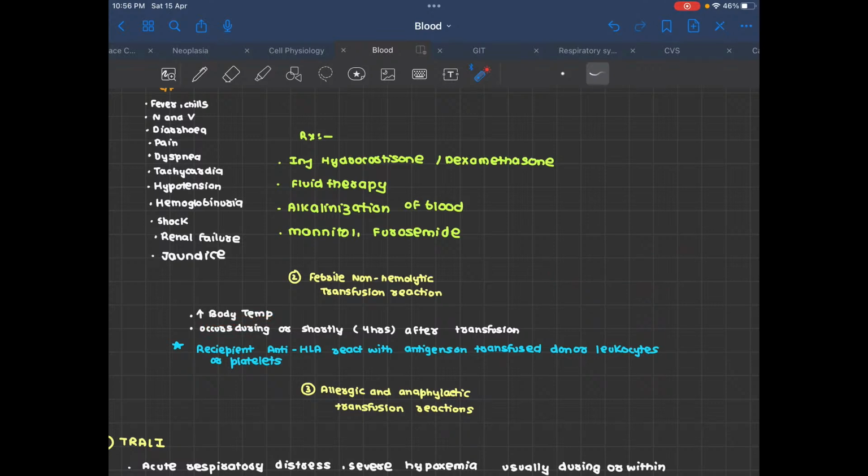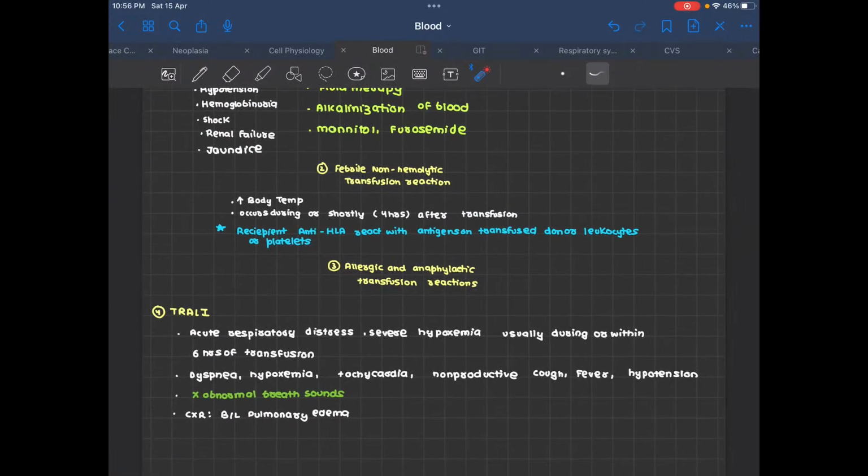And why is it happening? Because the recipient's anti-HLA is going to react with their antigens transfused on the donor leukocytes and the platelets. Alright, that's the thing. What about the third one? Third one are all your allergic and anaphylactic reactions. And the fourth one is transfusion associated lung injury, TRALI. Basically acute respiratory distress is going to occur in the patient within 6 hours.